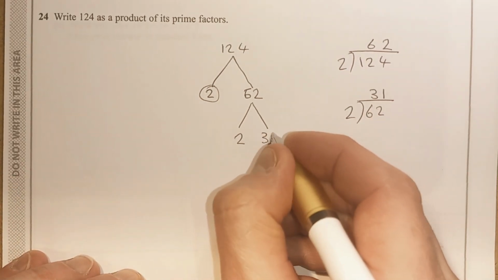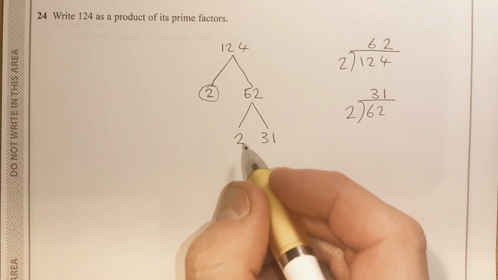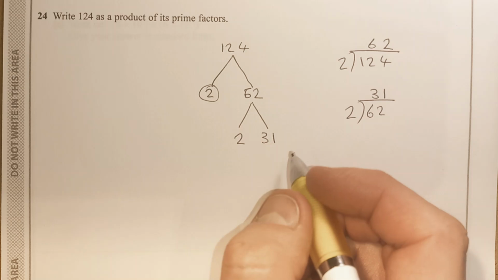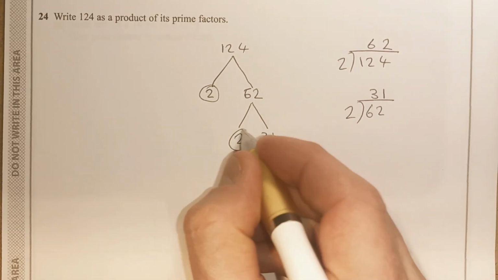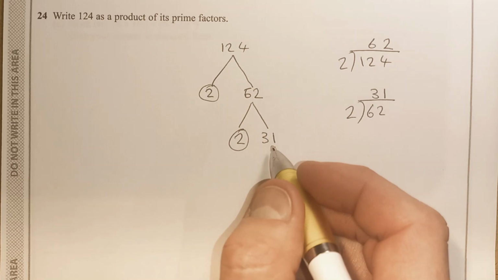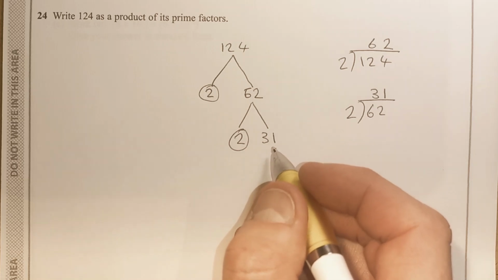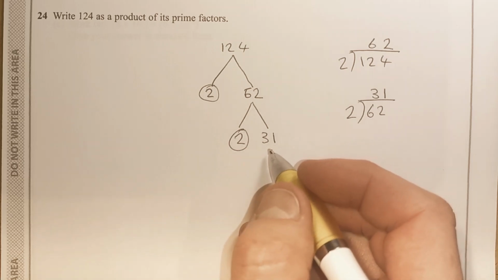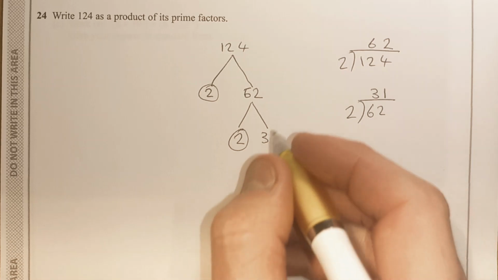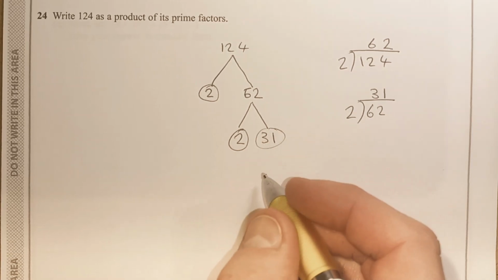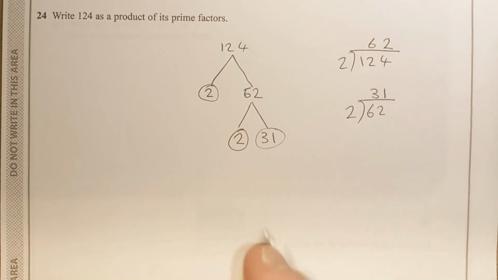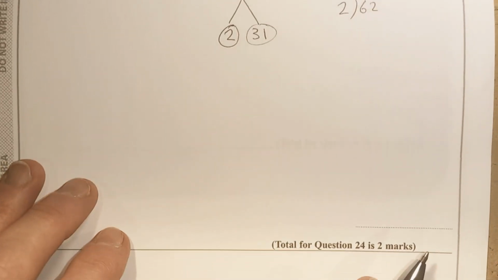So 2 and 31. So what we're saying is 2 times 31 makes 62. 2 times 62 makes 124. Well, 2 is prime. What about 31? Well, 2 doesn't go into it. What about 3s? Well, no, because 3 tens would be 30. So you can try different ones, but hopefully you'll get to the point of seeing that 31 is a prime number. So we've got 3 prime factors.